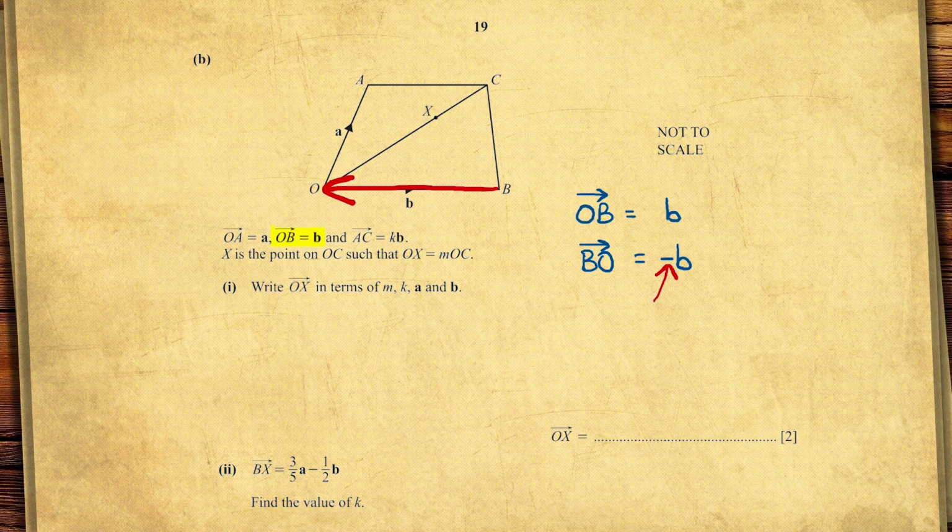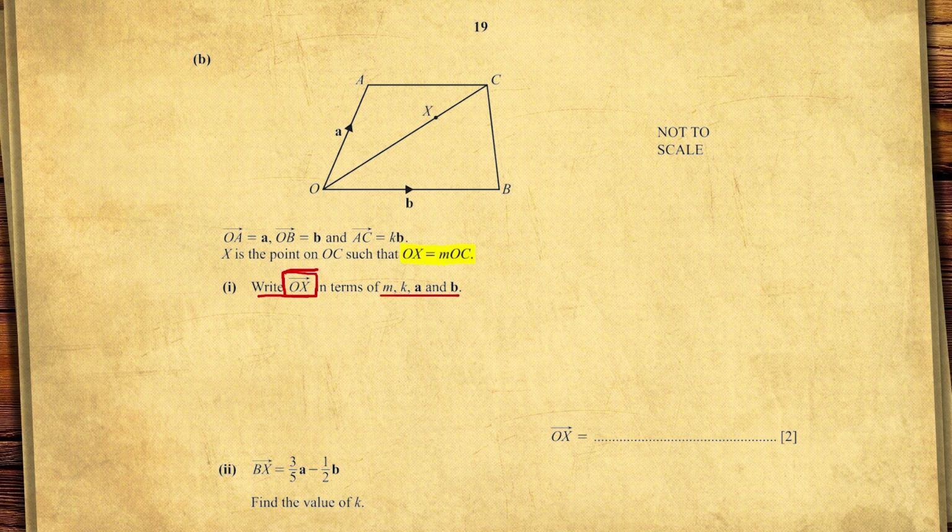And we will use this later in the question. Next, the question says the vector AC is equal to K times B. And X is the point on OC such that OX is equal to M times OC. And in the first part, the question asks us to write the vector OX in terms of M, K, A, and B. Now let's see how we can do that.